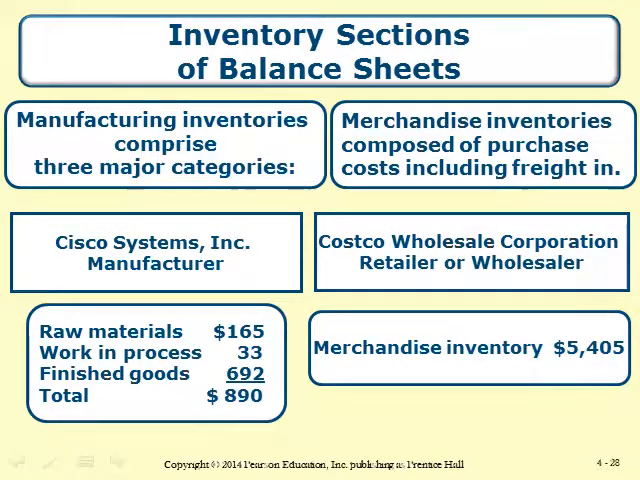The differences between the balance sheet of a manufacturer and that of a merchandiser, such as a retailer or wholesaler, is apparent from the inventory accounts from this example of a 2009 annual report of Cisco Systems and Costco Wholesale. Right, so for Cisco, we see the different types of inventory accounts we talked about: raw materials, work in process, or finished goods, which total 890, most likely million, versus Costco, which doesn't really make anything. They buy and resell, right? So they have merchandise inventory totaling 5,405.